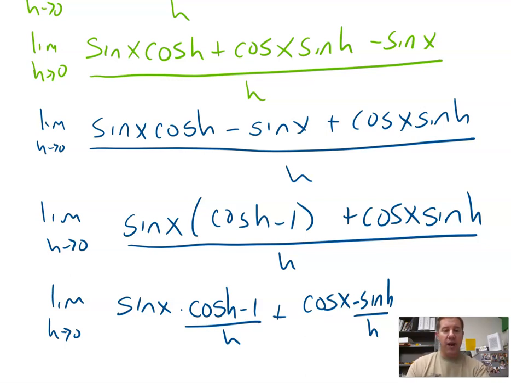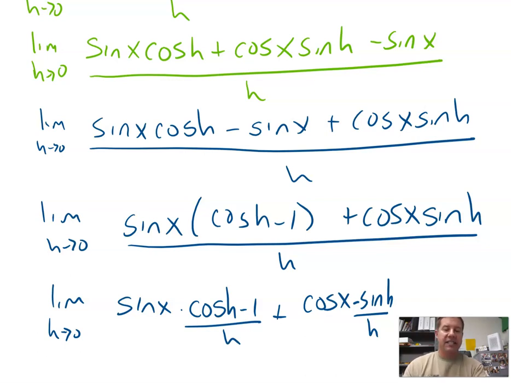And then I just rearranged things a little bit, and I moved sine x cosine h minus sine x plus cosine x sine h all over h. And then I factored out a sine x from the first two terms, and I rose at this step right here. And then I just rewrote this step so we can see what's going to be happening a little better here.